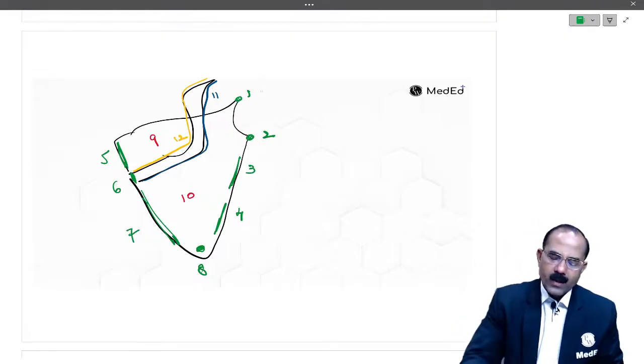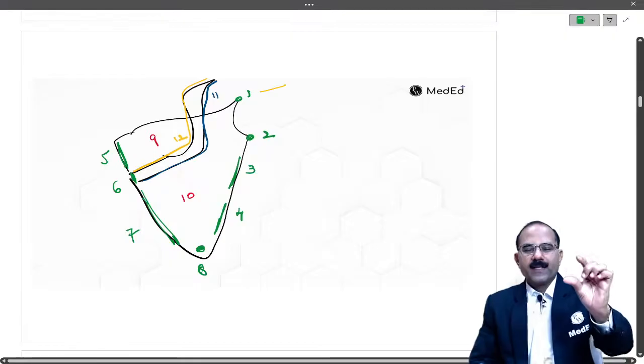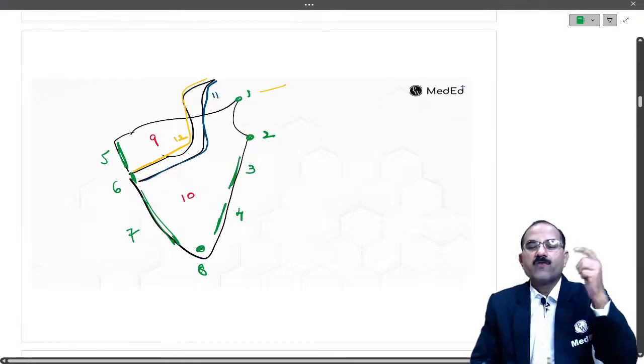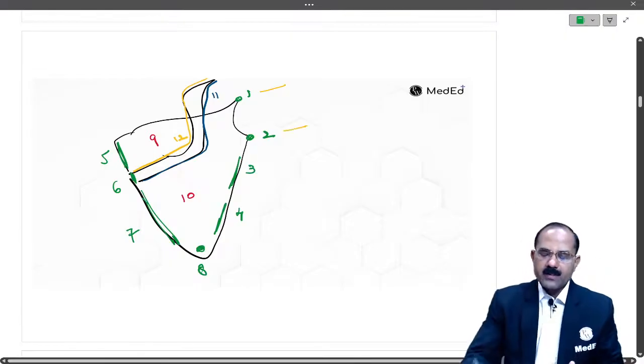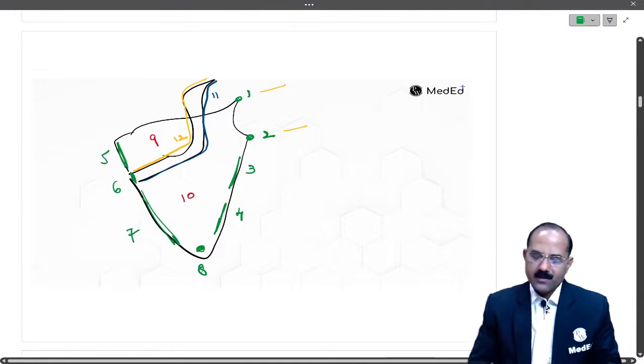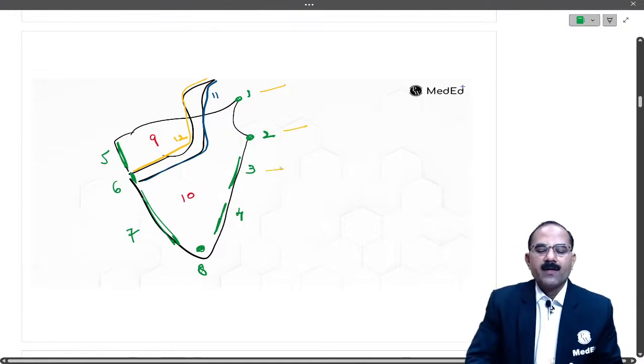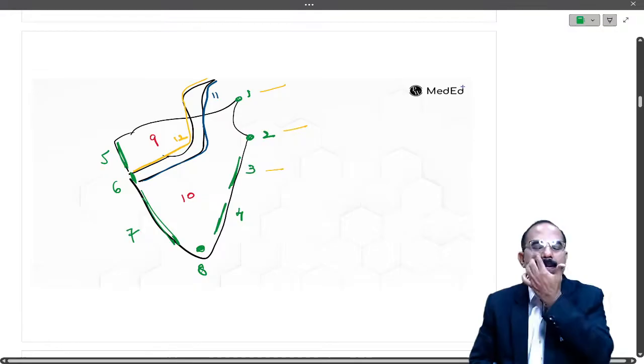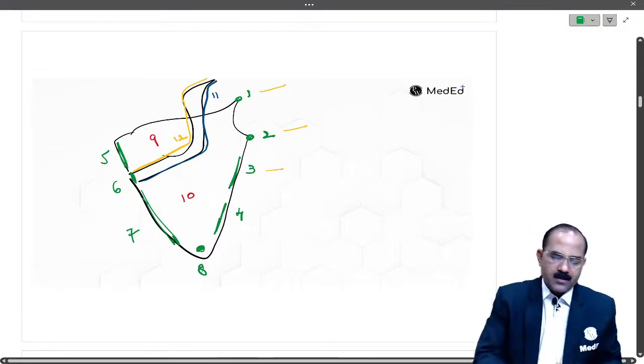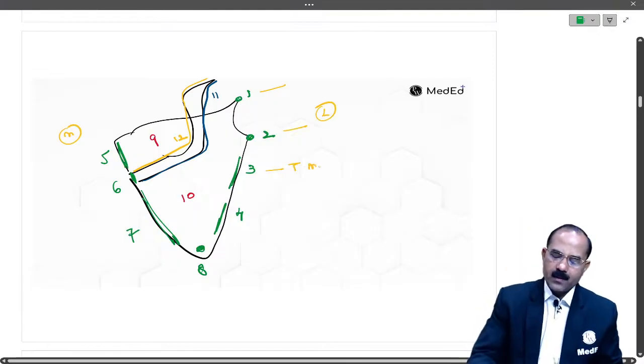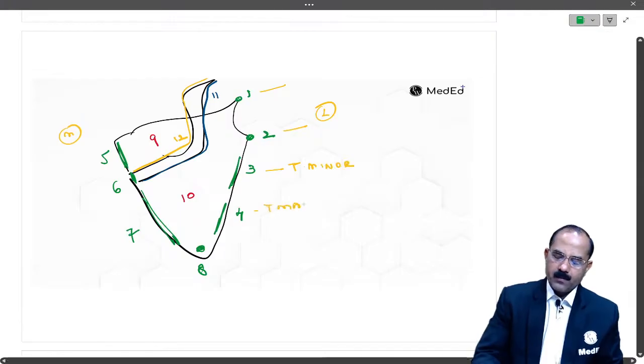I'll start. One is the supraglenoid tubercle. So that gives origin to the long head of biceps brachii. Number 2 is the long head of triceps. Number 3, who has written? This is the dorsal aspect of scapula. This is the medial border. That's the lateral border. So what is number 3? Number 3 is teres minor.